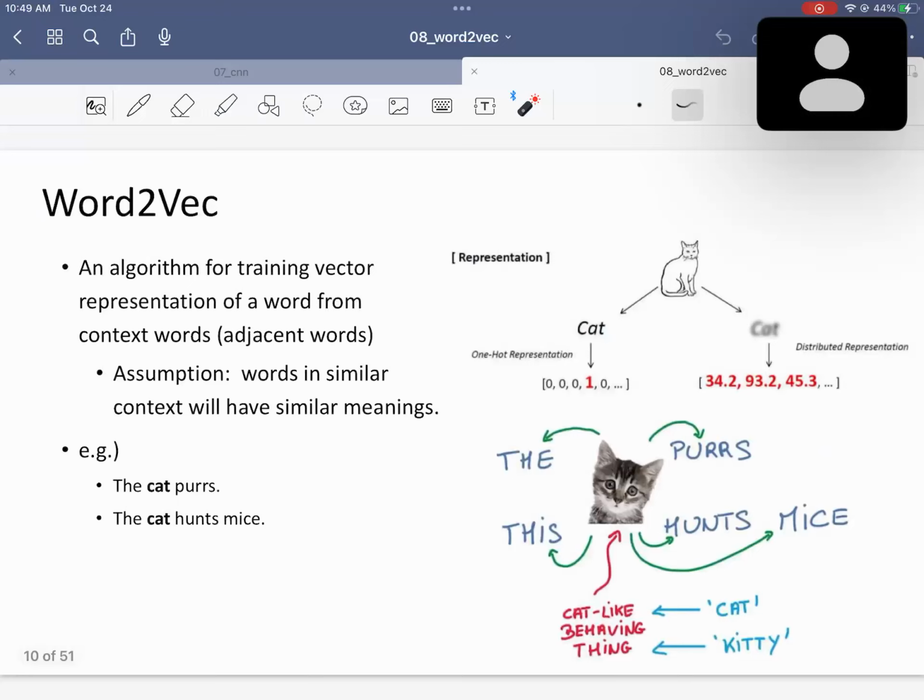So Word2vec, it's an algorithm for training vector representations. So now we're talking about training. So training vector representation of words from context words.